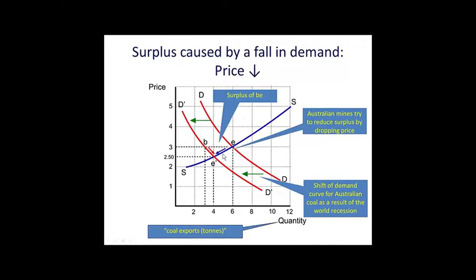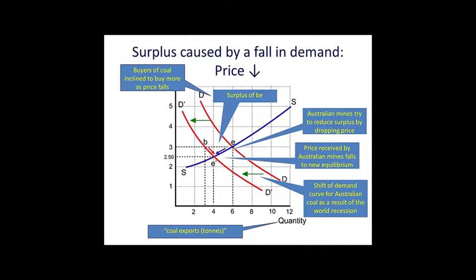Now again, there will be mechanisms in the market which will re-establish equilibrium. The Australian mines will try to reduce the surplus by being prepared to drop their prices, whereas the buyers in the market will be inclined to buy more as the price falls. E prime is the final equilibrium where what suppliers are prepared to supply matches what demanders are willing to demand. And again, there are implications for the reallocation of resources.